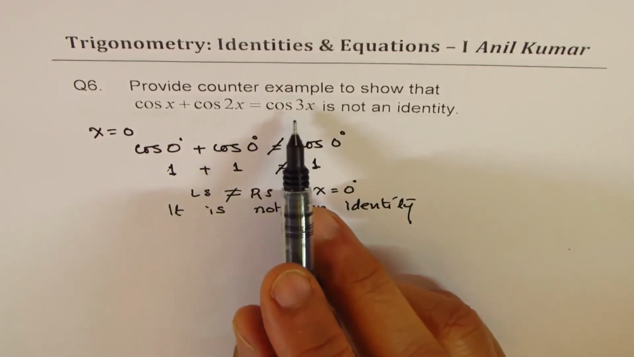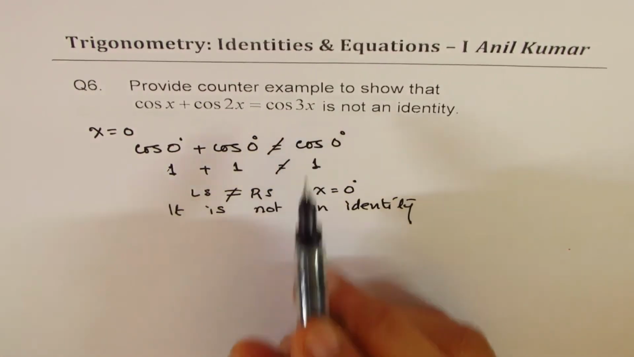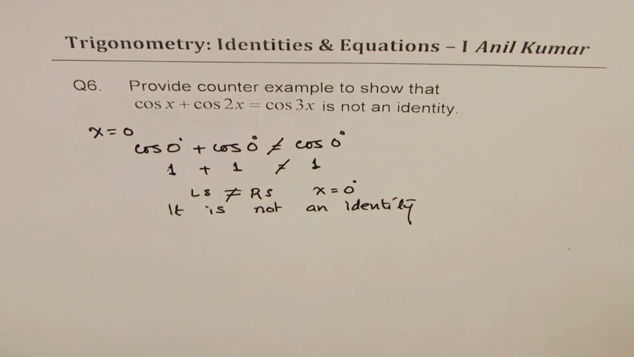For an identity, it should be valid for all values of x in its domain, right? So even if you provide one example, it is enough to show that it's not an identity.